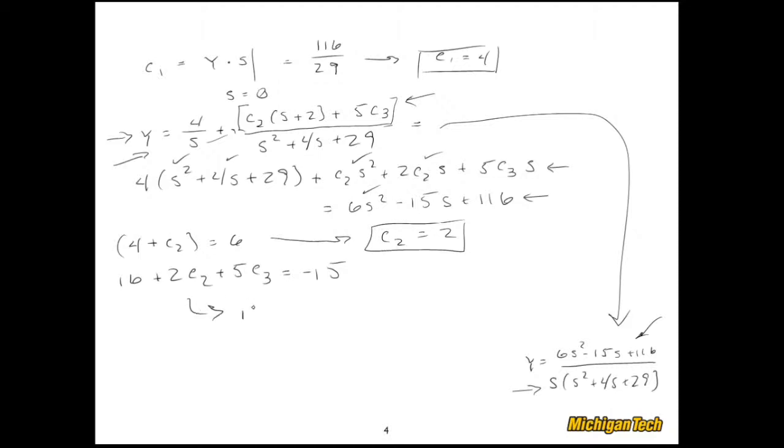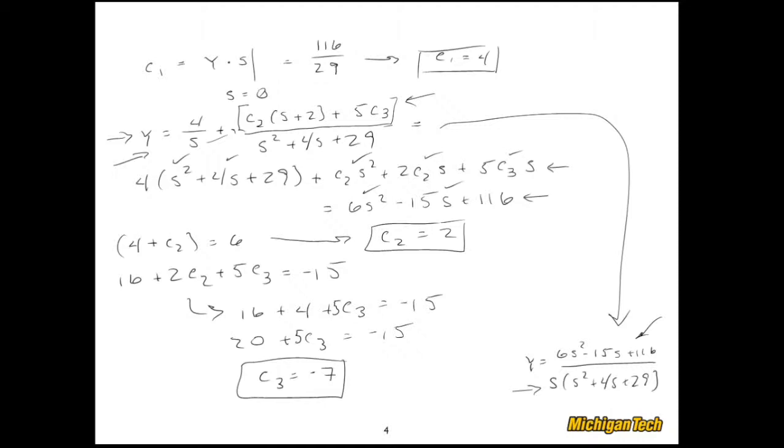Right, because I'll have 16 plus 4 plus 5c3 equals negative 15. 20 plus 5c3 equals negative 15. So c3 equals negative 35. Oh, that's a 5c3. Whoops. There we go. So 5c3 equals negative 35, so c3 is equal to negative 7. Done. Now notice I've used up all my s coefficients. I should have checked that one off too.